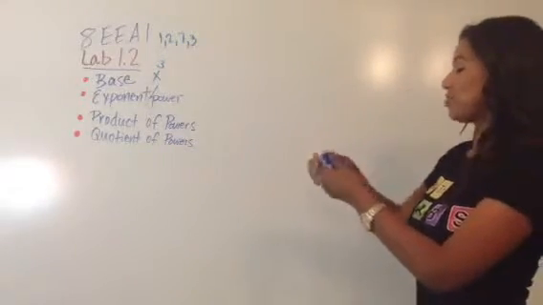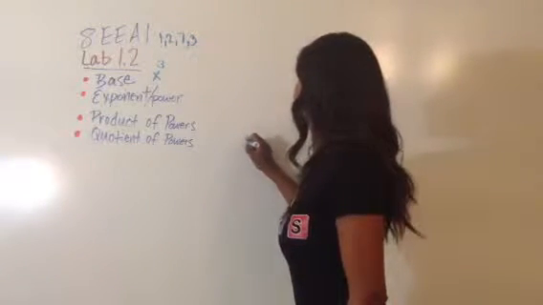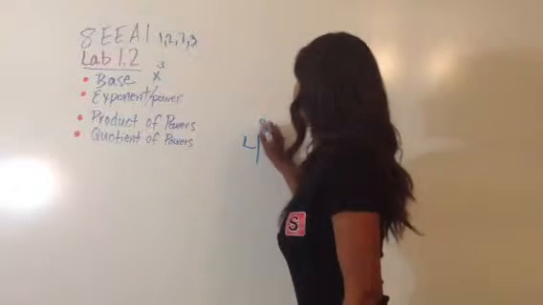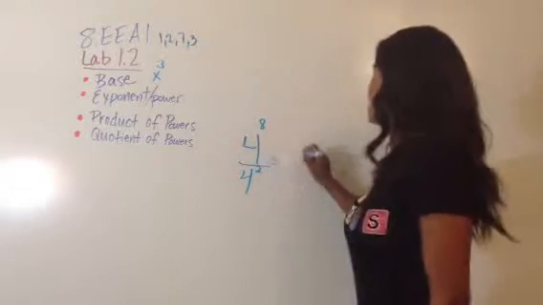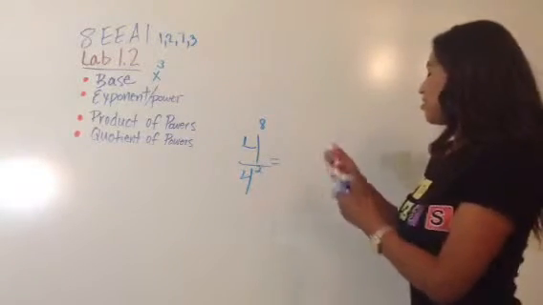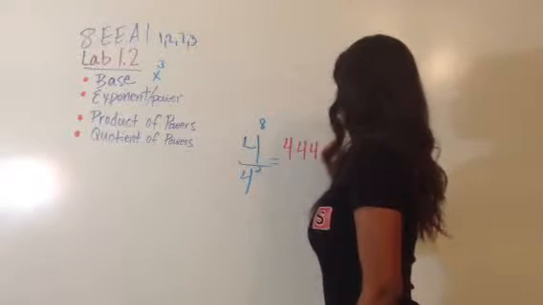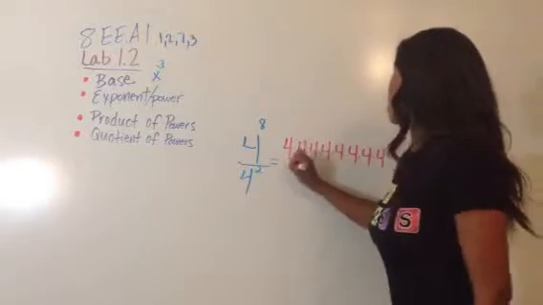So let's start with a numerical example. I'm just going to do, I don't know, 4 to the 8th divided by 4 squared, or 4 to the 2nd. 4 to the 8th is 4 times 4 times 4 times 4 times 4 times 4 times 4 times 4, all over.